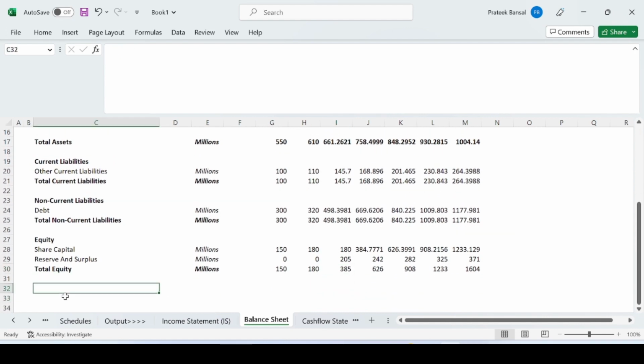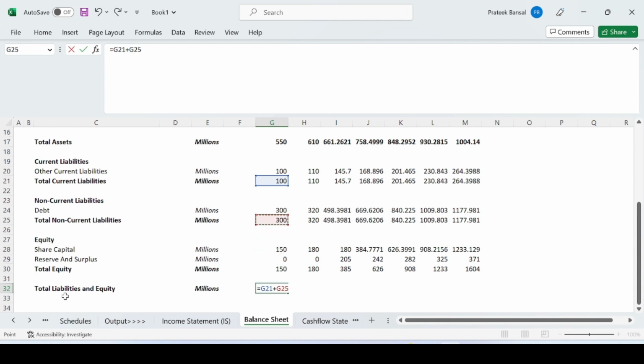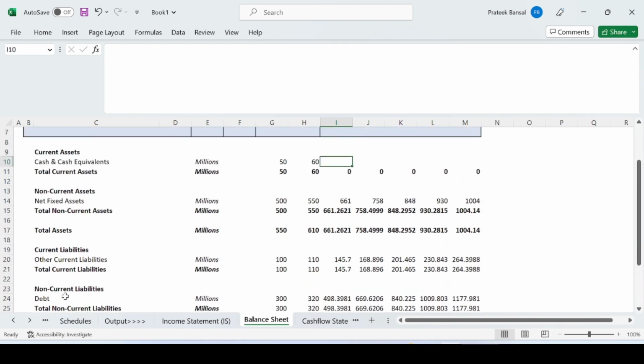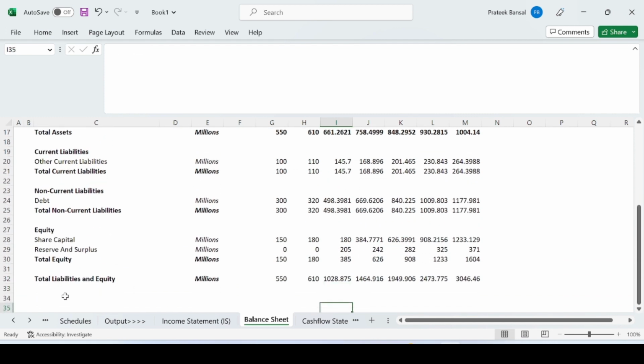One minute. Let me calculate total liabilities and equity. That will be the sum of total current liabilities plus non-current liabilities plus equity. Now we can see there is some difference between liabilities and the total asset part. That is only because of cash and cash equivalent. That we will see from the cash flow statement when we build our cash flow statement.